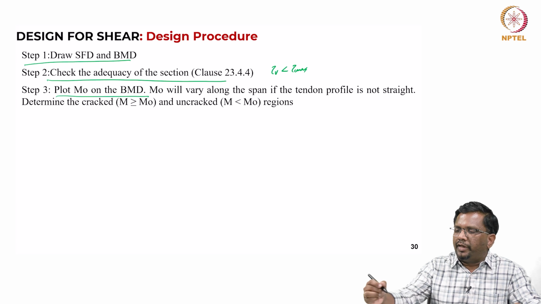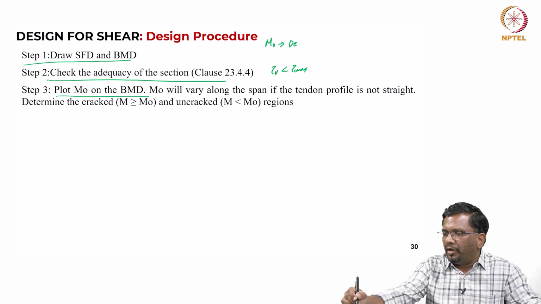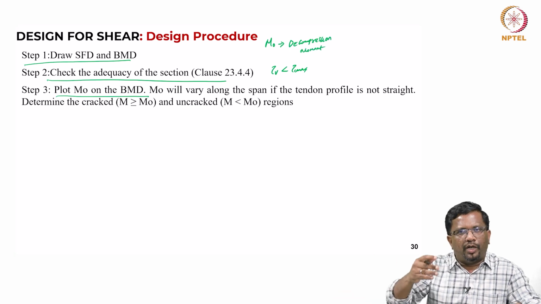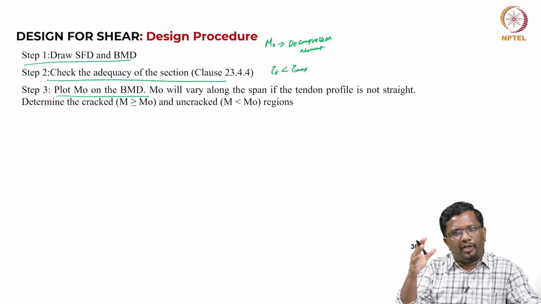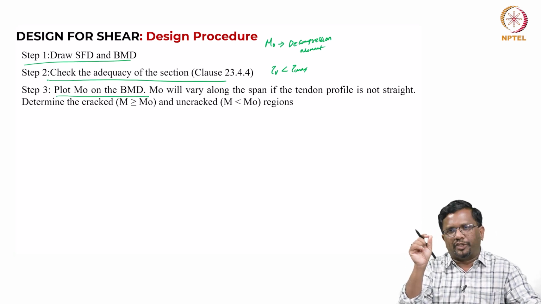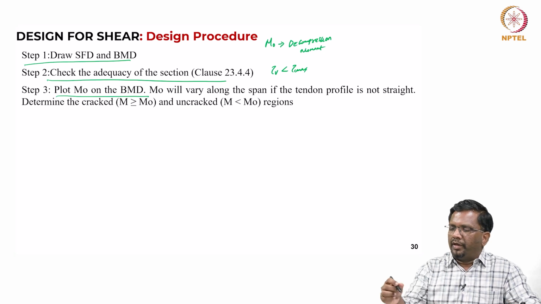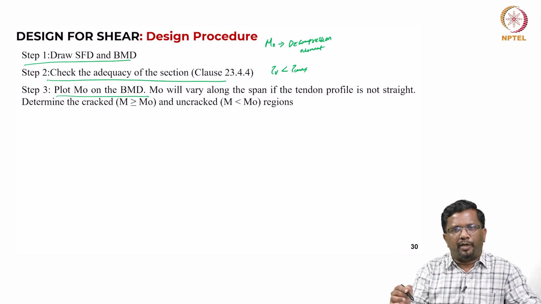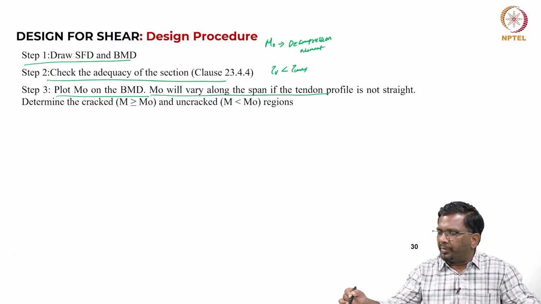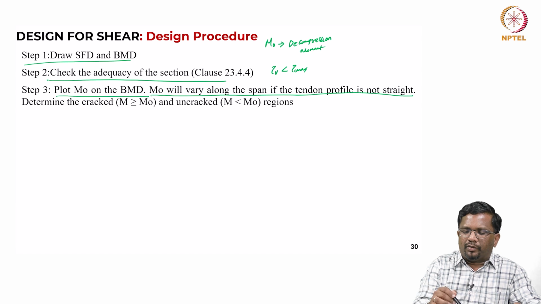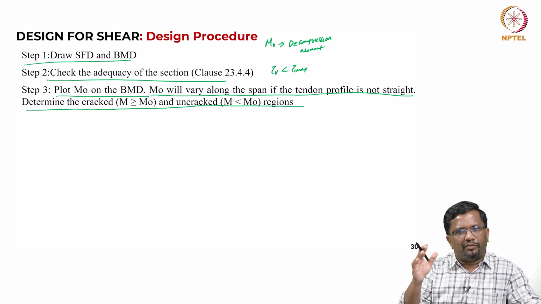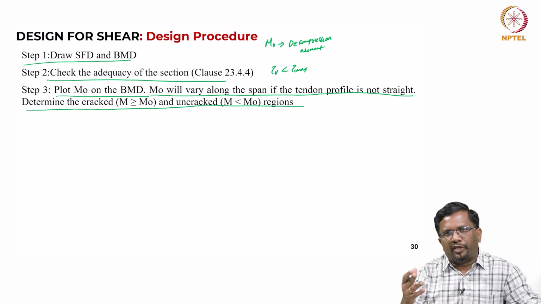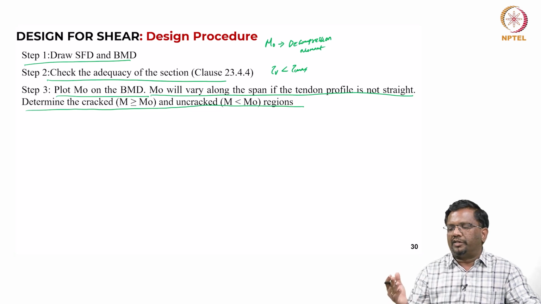Now, what is M naught? M naught is the decompression moment. That means how much moment I need to apply to remove the pre-stress. Let us say I have applied 5 megapascal in compression pre-stress. I apply external moment in such a way that that 5 compression becomes 0, right. That is what the decompression moment is. Depending upon the cable profile, your M naught also is going to vary along the span if the tendon profile is not straight. Then we check whether M is greater than M naught or not. Though it is a decompression moment, the code is saying that if the external bending moment is going more than M naught, we say that it is a cracked section, and if it is less than M naught, we assume it to be uncracked.